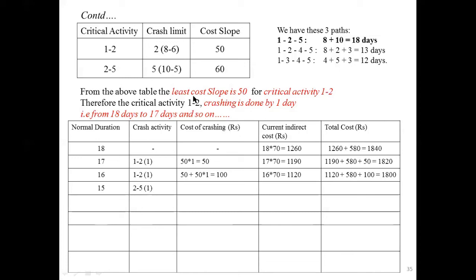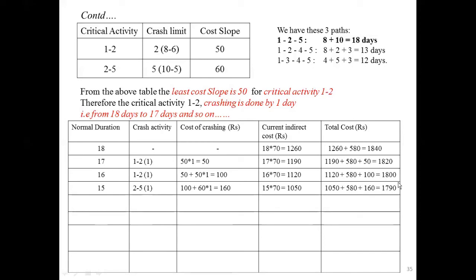For 2 to 5, the cost slope is 60 rupees. Here you write 100, the previous value. You are reducing 60 by 1 day. Here you write 1, 60 into 1, and you will get 160. Then since you reduced from 16 days to 15 days, here you write 15 into 70. We will get 1050. Then total cost we get 1050 plus 580, this is the total normal cost, plus 160. Then we will get 1790 rupees.